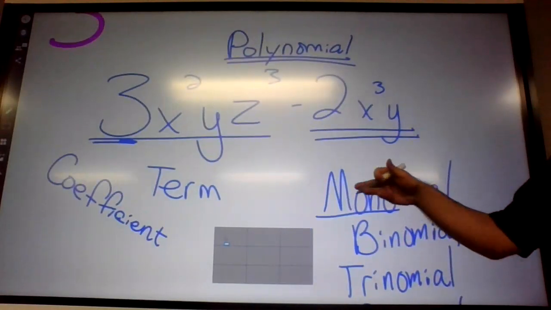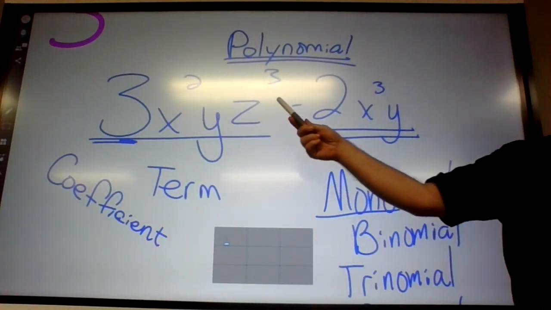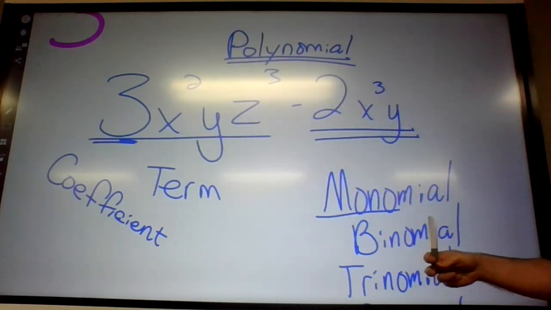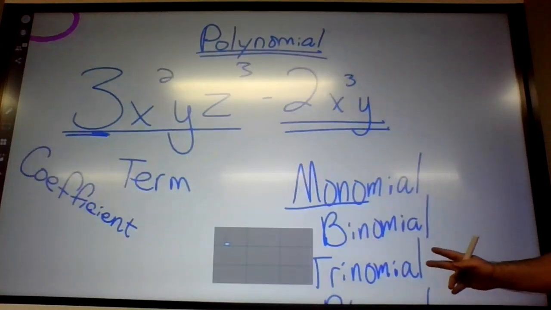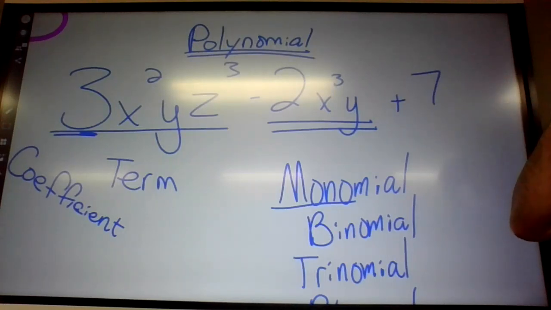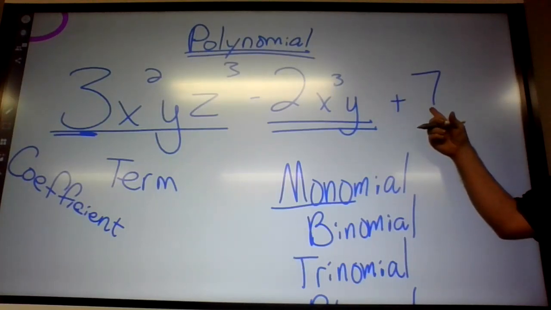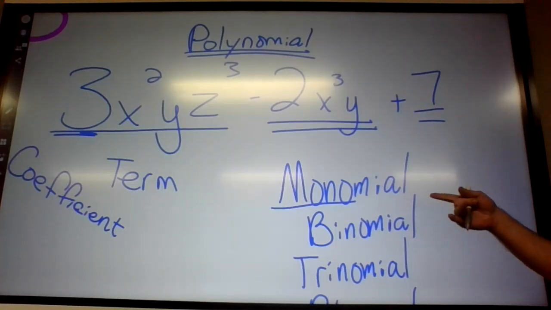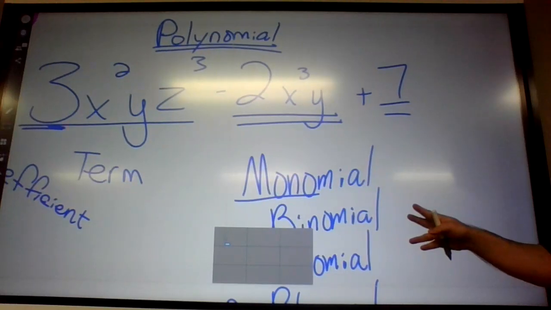Okay. So what kind of polynomial is this right here? Binomial. That'd be this one. Okay, if I add, let's say +7 over here, this is still a term even though it's one thing. So now this is a trinomial. Okay, so that's classifying the polynomial.